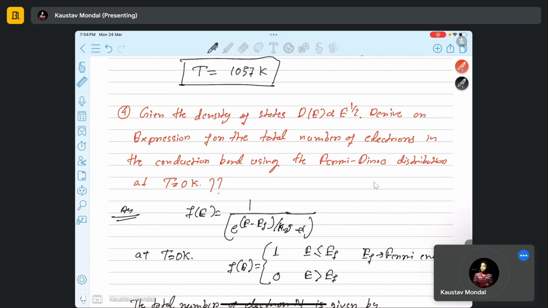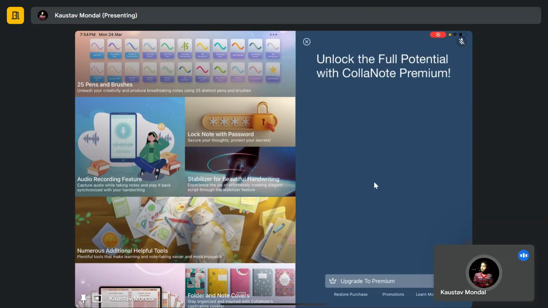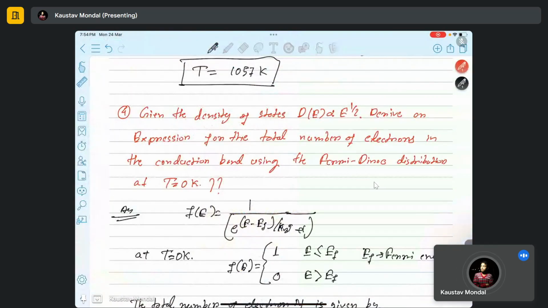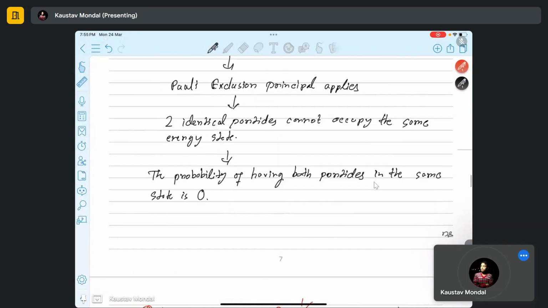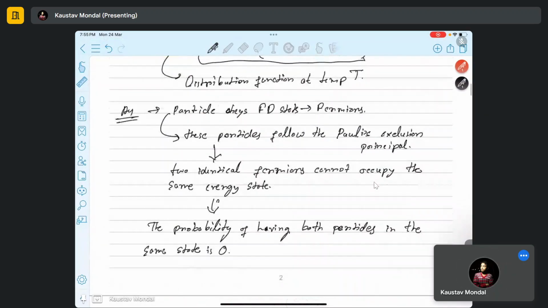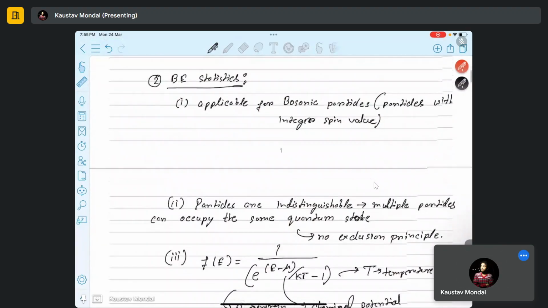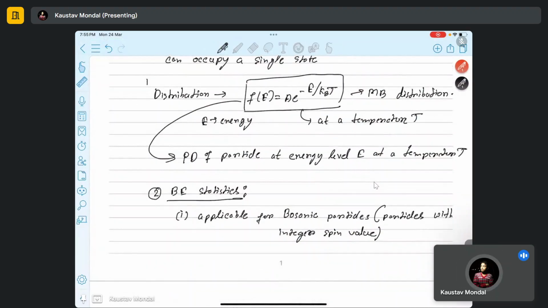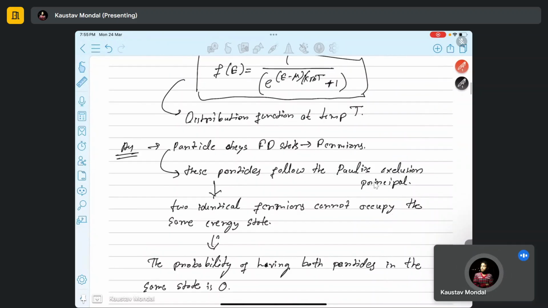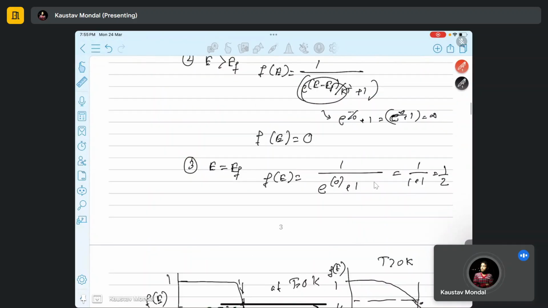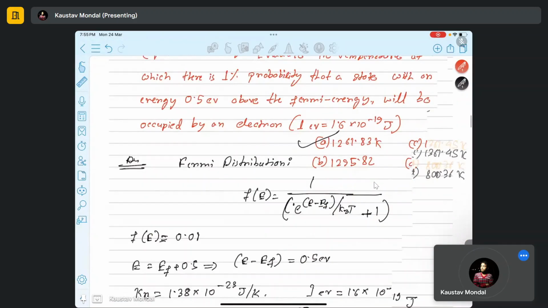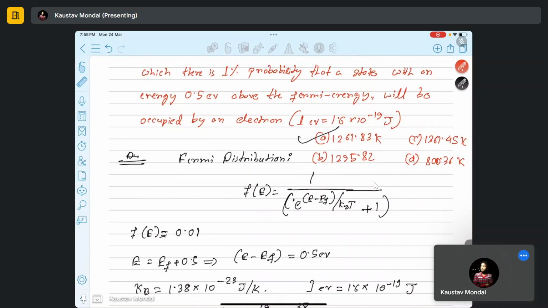These three types of statistics have their own different distribution functions that we discussed well in advance, in the first problem itself. So these distribution functions are given. Using these distribution functions, we have calculated different quantities like probability distribution, temperature, and many other things.